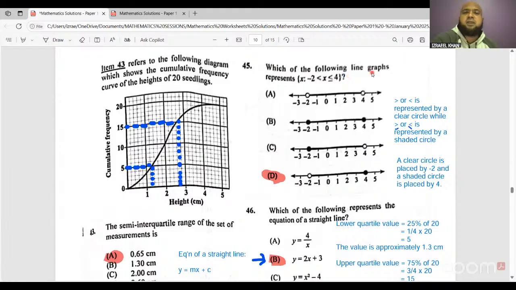45. Which of the following line graphs represents x is less than minus 2? So it's not including minus 2. Not less than, I mean x is more than minus 2, or in other words, minus 2 less than x, x less than or equal to 4. Which one shows that? You have your two circles, one at minus 2 and one at 4, so all answers have that. But once you have a less than or more than, you're using a clear circle, as I said here.